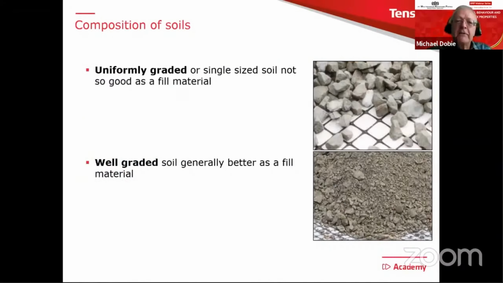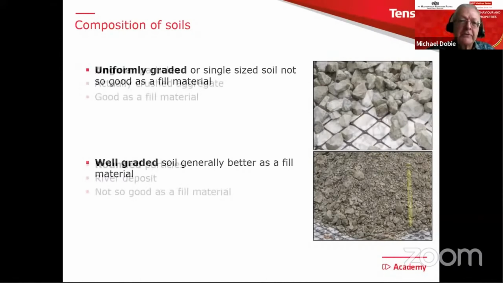So another terminology now, uniformly graded. We use that term when the particles all have much the same size, like we had on the beach in Lombok. This particular picture shows it's a railway ballast, which is a man-made aggregate. But if you have single-sized materials, they're not very good as fill materials. The other picture at the lower half of this slide is a well-graded soil, where we go from fine soils all the way up to coarse ones. And generally, well-graded soils are much better as fill materials.